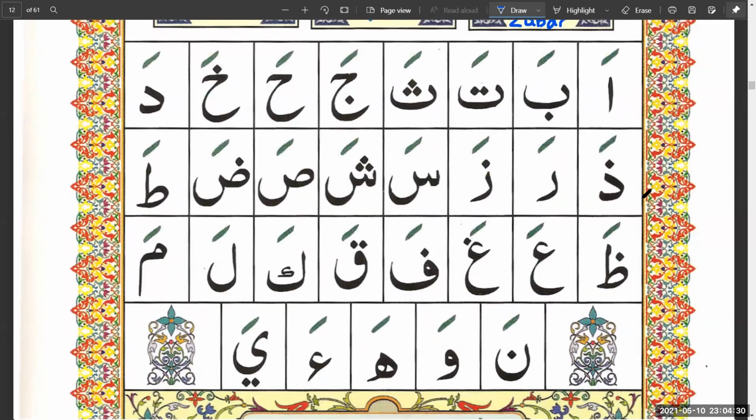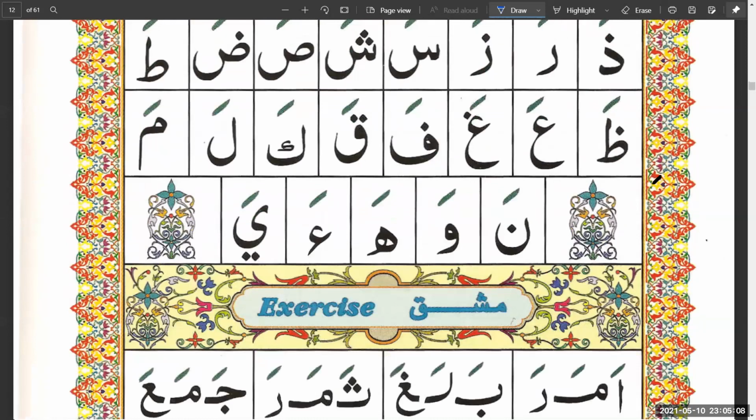Let's go down to the next line, and I want you to repeat after me. We have dhal, fatha, dha. Ra, fatha, ra. Za, fatha, za. Sin, fatha, sa. Shin, fatha, sha. Sad, fatha, sa. Dad, fatha, da. And ta, fatha, ta. All right, let's look at the next line.